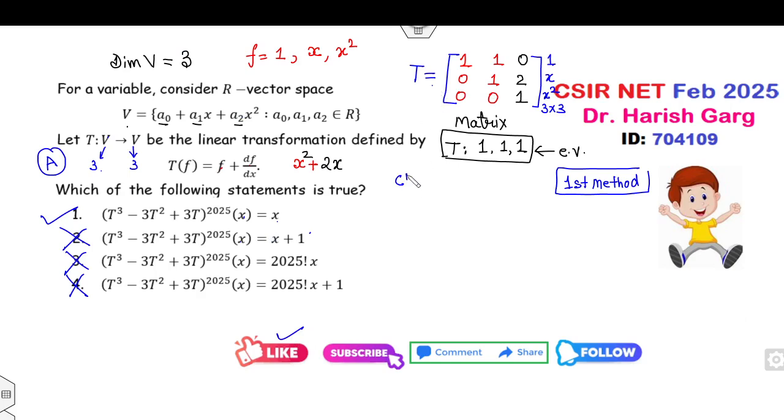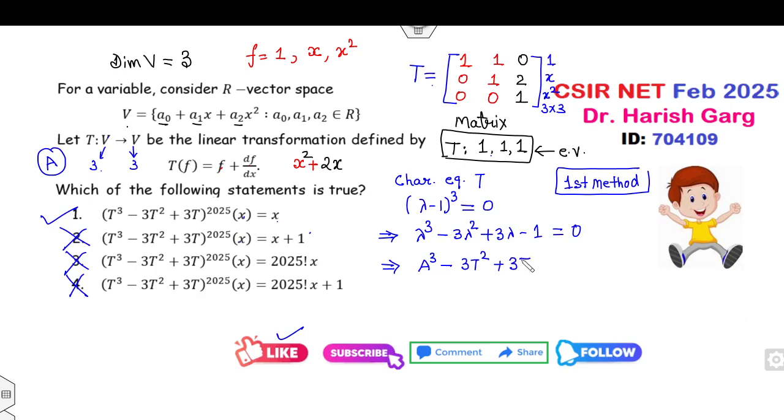Can you write the characteristic equation of T? Because the eigenvalues are 1, 1, 1, it is lambda minus 1 whole cube. This is my characteristic equation. So if I write it in terms of lambda, lambda cube minus 3 lambda square plus 3 lambda minus 1 is equal to 0. And by using the Cayley-Hamilton theorem, I can write the matrix equation T cube minus 3T square plus 3T is equal to I.